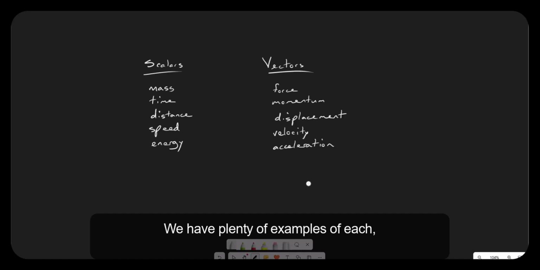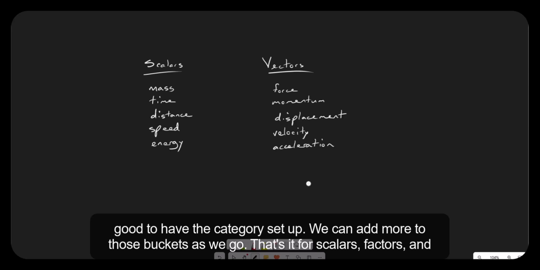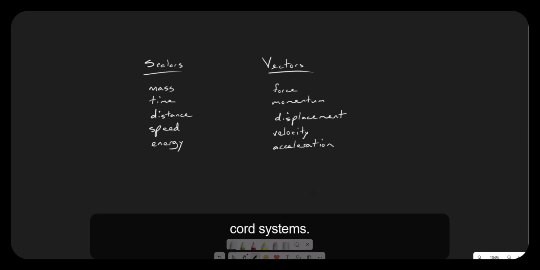We have plenty of examples of each, and we'll do more along the way. So right now, it's just good to have the categories set up. We can add more to those buckets as we go. That's it for scalars, vectors, and coordinate systems.